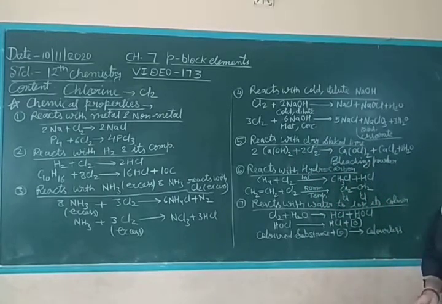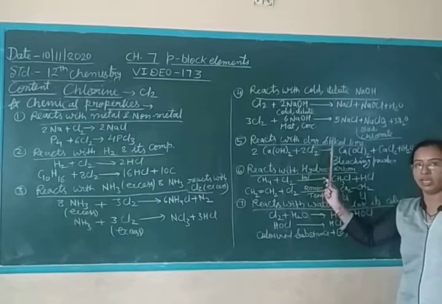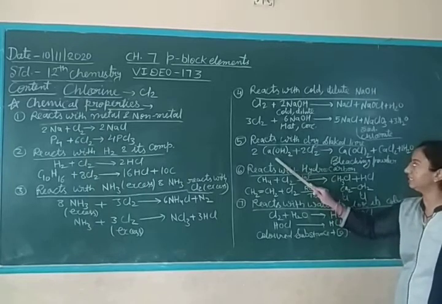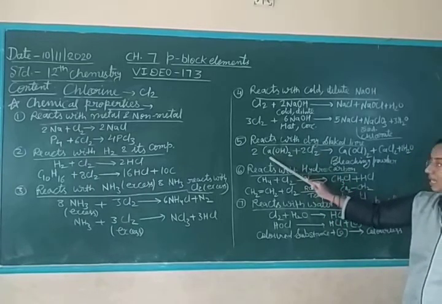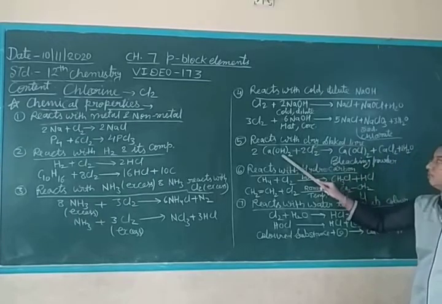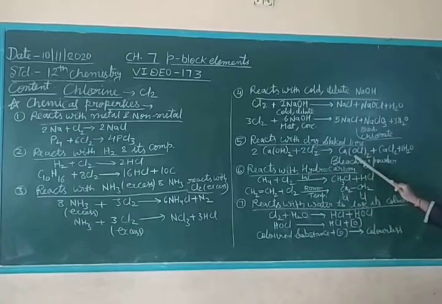Then next, reaction with dry slaked lime. Dry slaked lime, you already know, is calcium hydroxide, Ca(OH)2. Chlorine reacts with the slaked lime, Ca(OH)2, and it is converted to calcium oxychloride, CaOCl2, which is bleaching powder, and then CaCl2 and 2H2O. So calcium hydroxide reacts with chlorine to form bleaching powder, CaOCl2, and CaCl2 and H2O. So reaction with slaked lime forms bleaching powder.